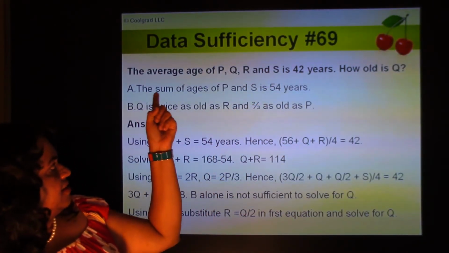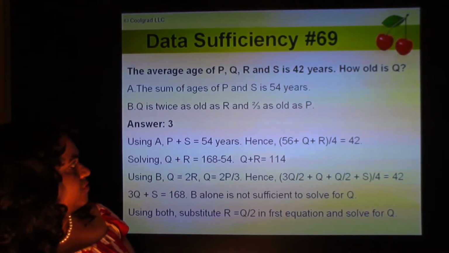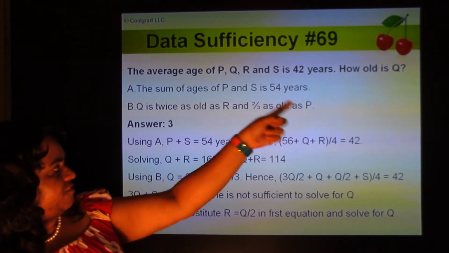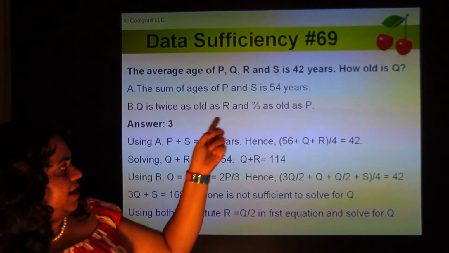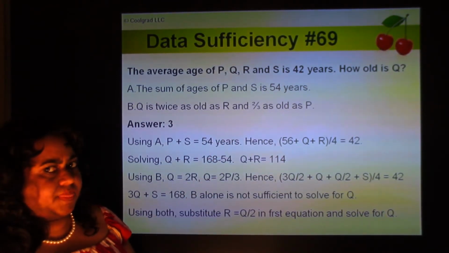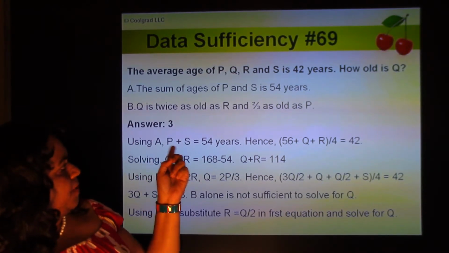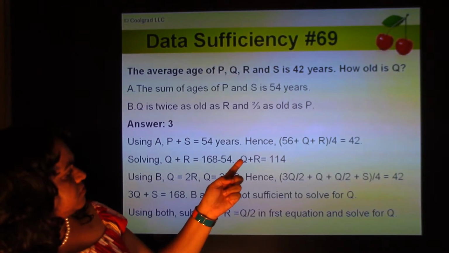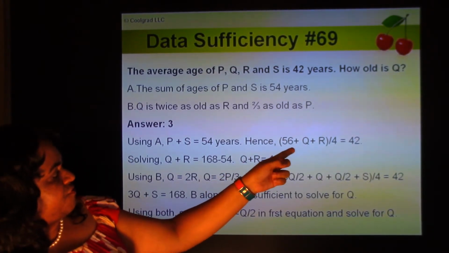Question 69. The average age of P, Q, R and S is 42 years. How old is Q? Statement A: the sum of ages of P and S is 54 years. Statement B: Q is twice as old as R and 2/3 as old as P. Using statement A alone, P plus S is 54 years. I'm sorry, it says 56, it should be 54.